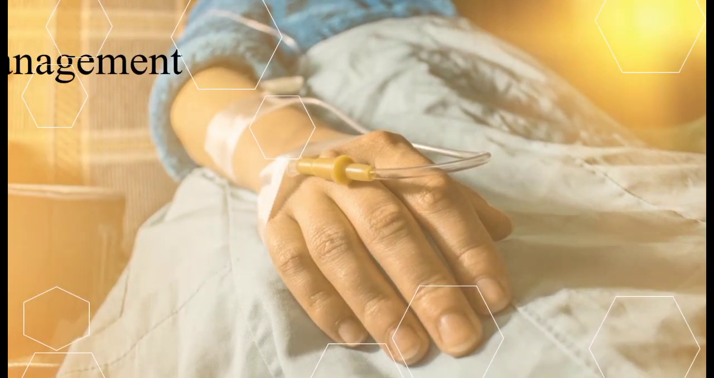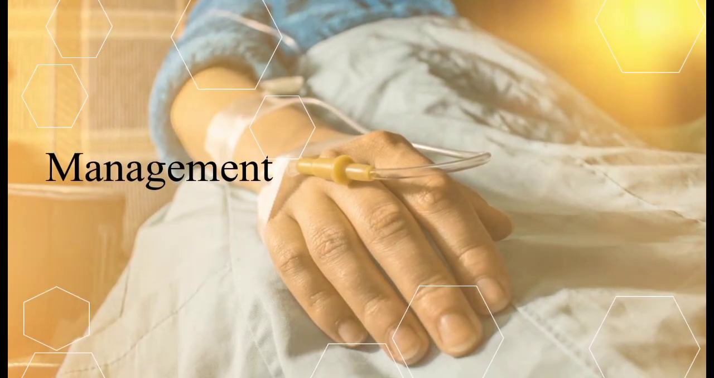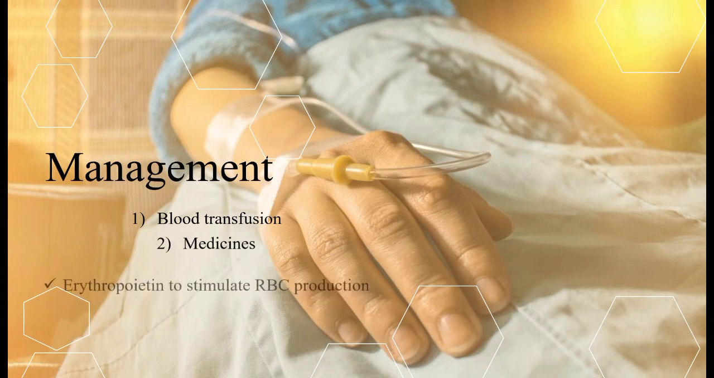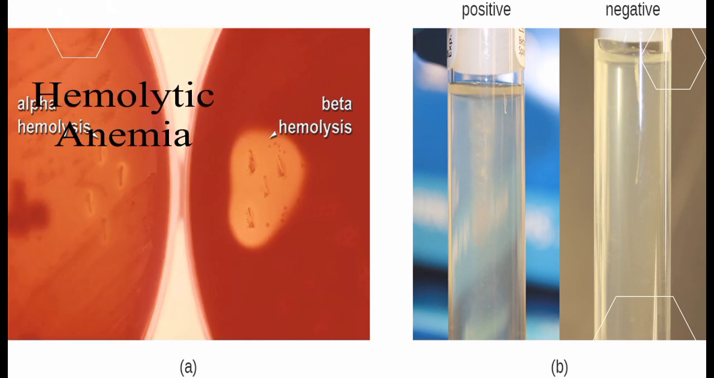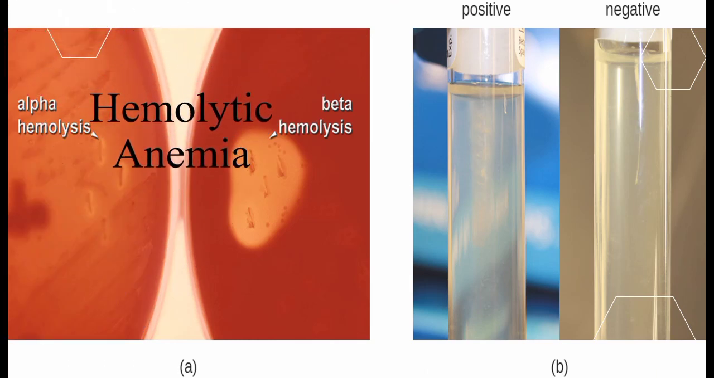Yes, how do you manage these symptoms? Now, these symptoms are managed by either blood transfusion. You can also give medicines such as erythropoietin to stimulate red blood cell production. Yes, we have what we call hemolytic anemia. Hemolytic anemia, as you can see in the background, please take note of the background. I've tried to illustrate what I'm talking about here.